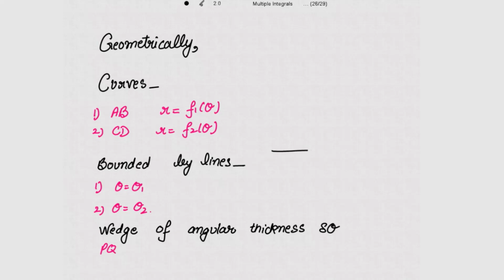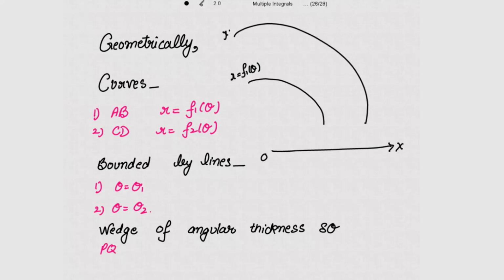So let this be your x-axis and let's draw these curves. The first one is AB. I'm drawing this curve AB having r equal to f1 theta, and then the other curve as CD having r equal to f2 theta, right? And now these curves are bounded by the lines theta equal to theta 1 and theta equal to theta 2.